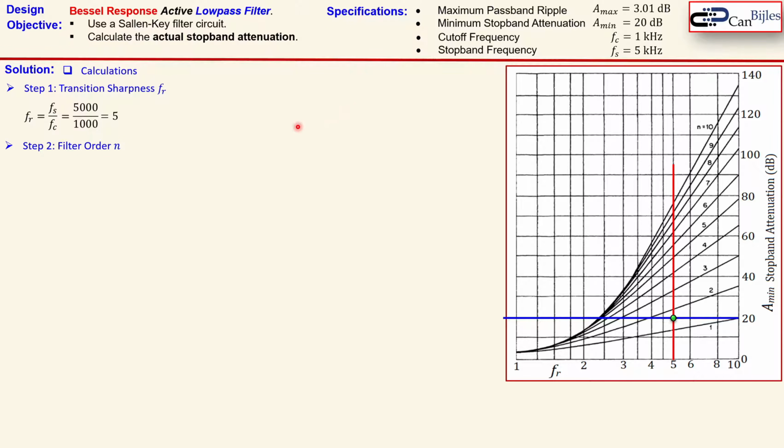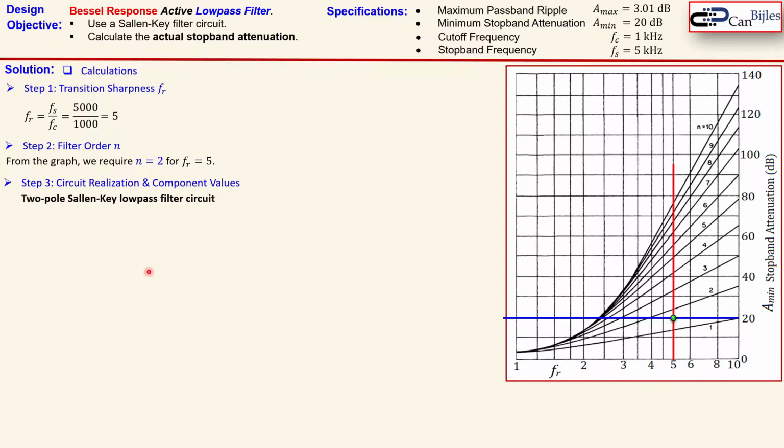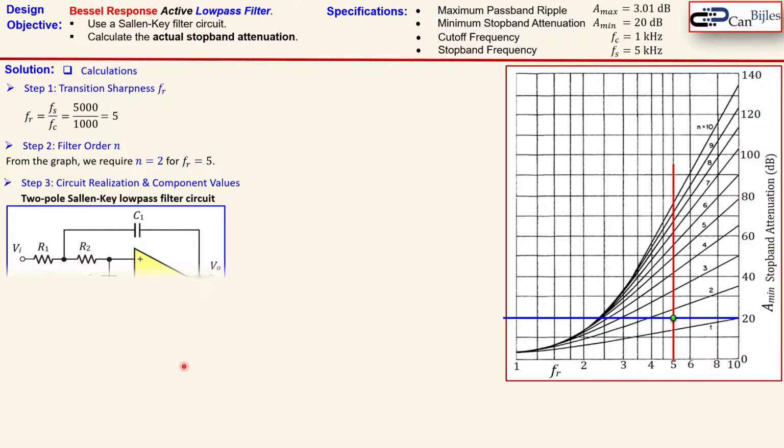So having determined the filter order N equals 2 for FR of 5, we can continue with our next step, step 3, circuit realization and the component values for that circuit. For that we need to use a Sallen-Key filter circuit. In this case we have a second order, that means we need to use a 2-pole Sallen-Key low-pass filter circuit. And that is shown here.